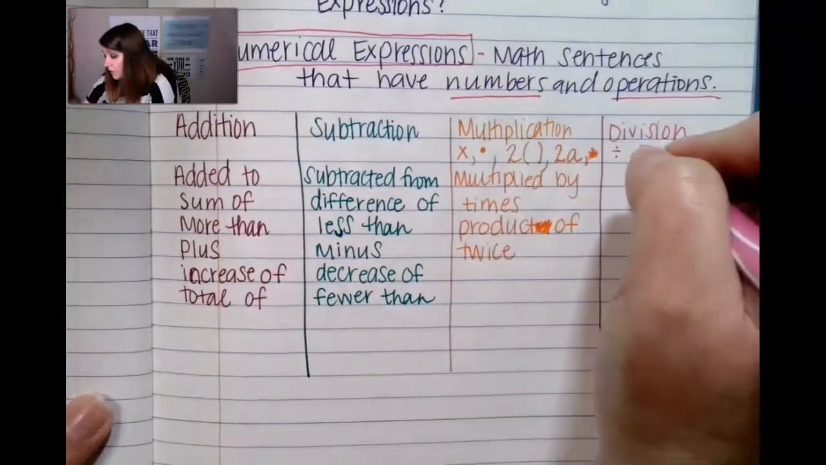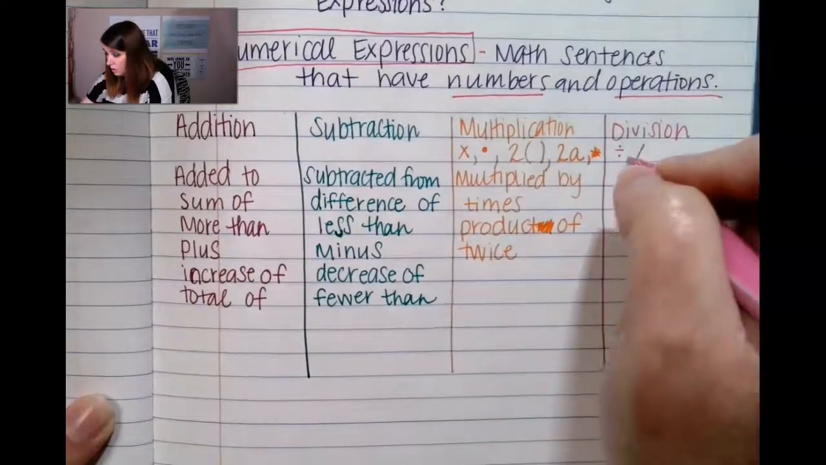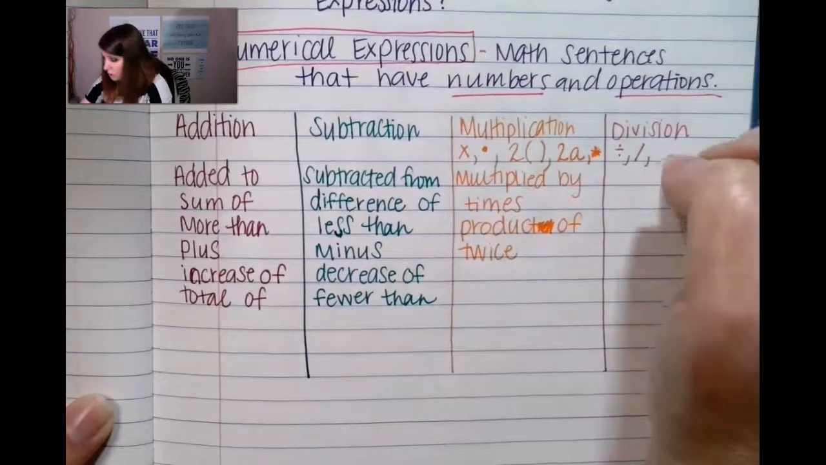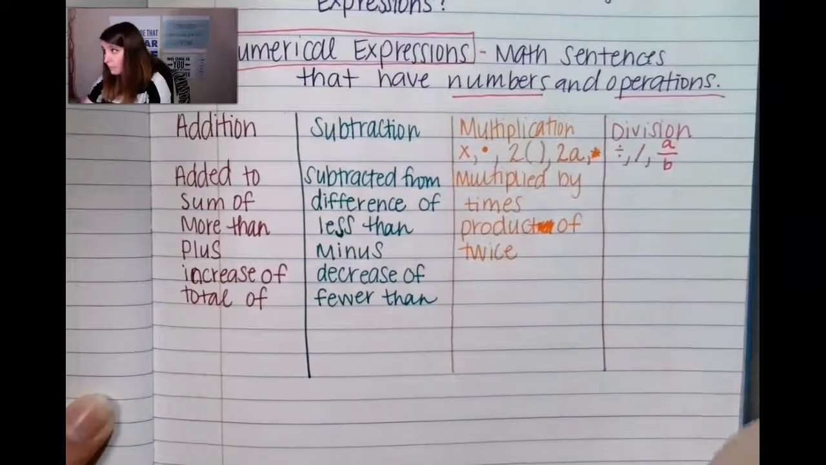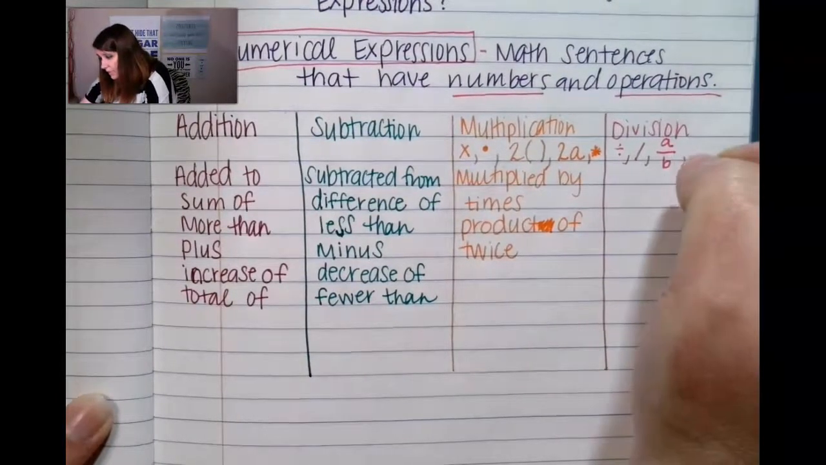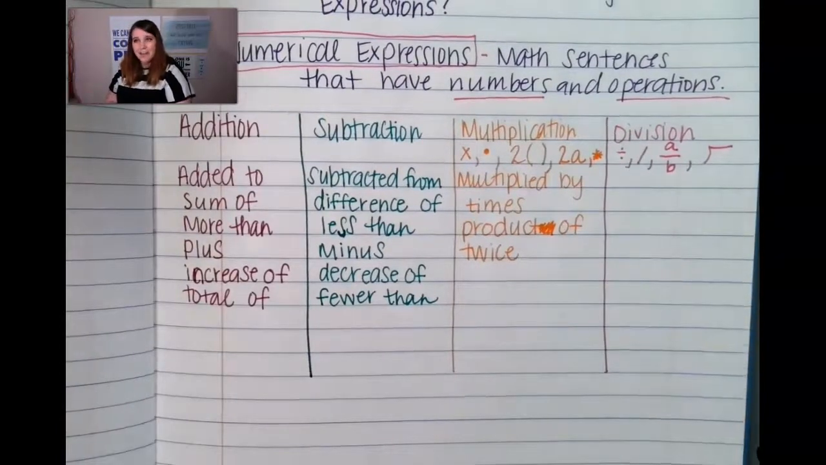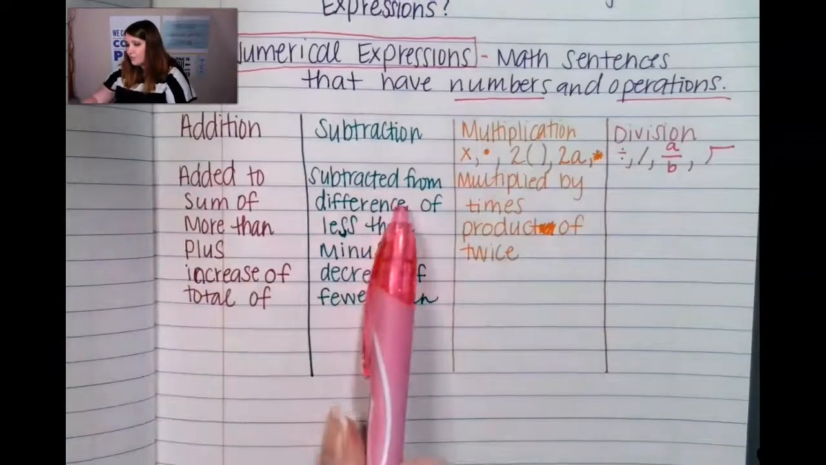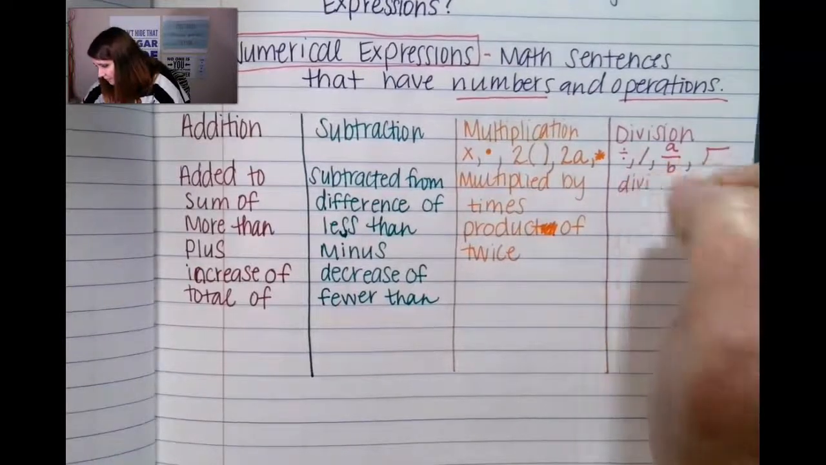You can also slash it. Okay, so you can use the slash. You can use the fraction bar, A divided by B. And last but not least, you can still use the house. Or I don't know what they call it nowadays, but yeah. Okay, added to, subtracted from, multiplied by, and divided by.